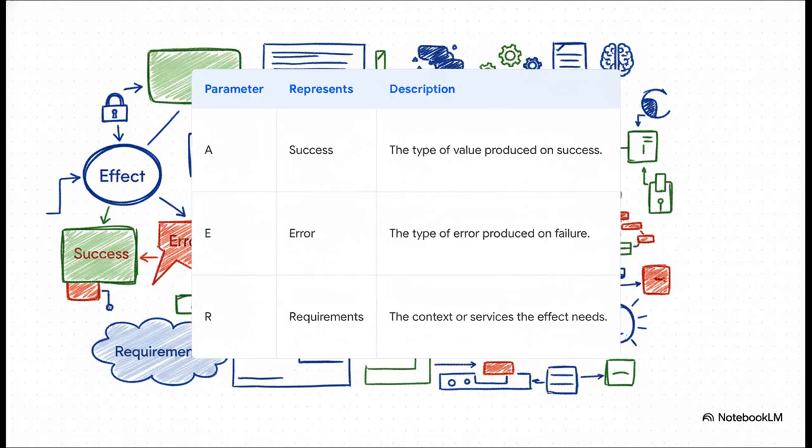Okay, so at the heart of all this is the Effect type, and it has these three generic parameters. Let's break them down. First, you've got A, which stands for the success value. That's the type of thing you get back when everything goes right. Then you've got E for error, which tells you the exact type of error that might happen. And finally, R for requirements. These are the services or contexts the effect needs to run. Suddenly, all those hidden behaviors, they're not hidden anymore. They're right there, plain as day, in the type signature.